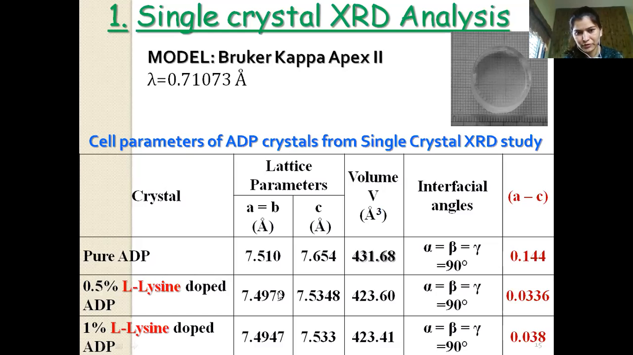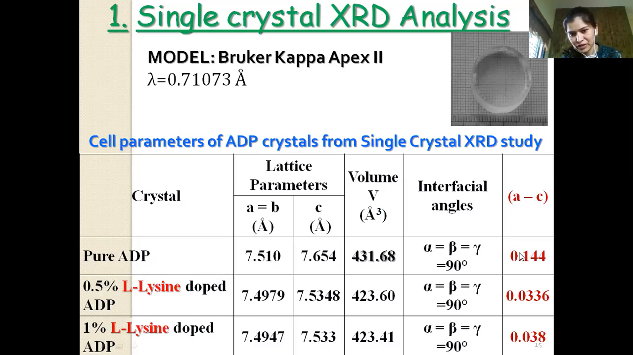Only a slight variation in lattice parameter is observed. By comparing the volume of all these crystals, we can say that by doping of L-lysine, the crystal symmetry is contracting, or its volume is decreasing. That means our lattice becomes more and more packed due to the addition of an impurity like L-lysine. Again, here I have compared the difference of sides A and C of our crystal lattice.